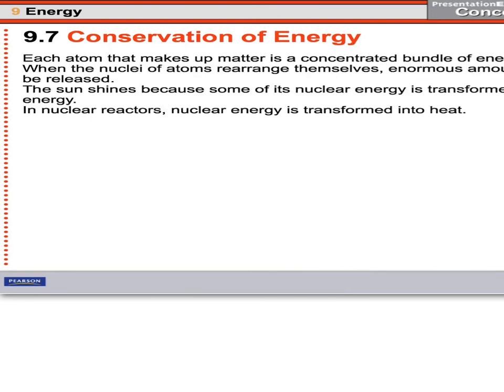Each atom that makes up matter is a concentrated bundle of energy. When the nuclei of atoms rearrange themselves, enormous amounts of energy can be released. The sun shines because its nuclear energy is transformed into radiant energy. In nuclear reactions, nuclear energy is transformed into heat.